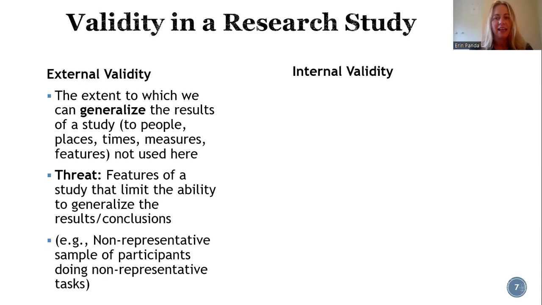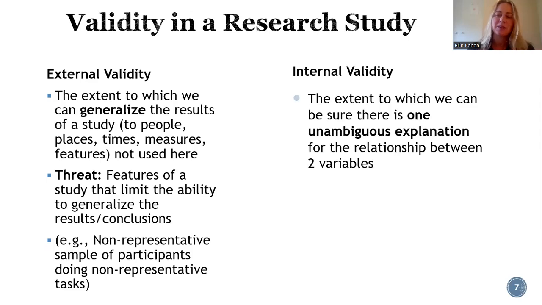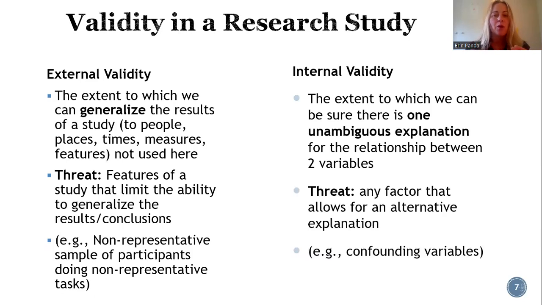That's external validity. Internal validity is the extent to which we can be sure that there's one unambiguous explanation for the relationship between two variables. Often in quantitative research, we're examining the relationship between two variables. And so we want to avoid a situation where another factor that we're not interested in and that we're not studying could interfere with our ability to draw conclusions about the relationship between those two variables. And we're going to talk about this a lot throughout the course, and we'll give them the term of confounding variables. So here's our definition of these two kinds of validity.